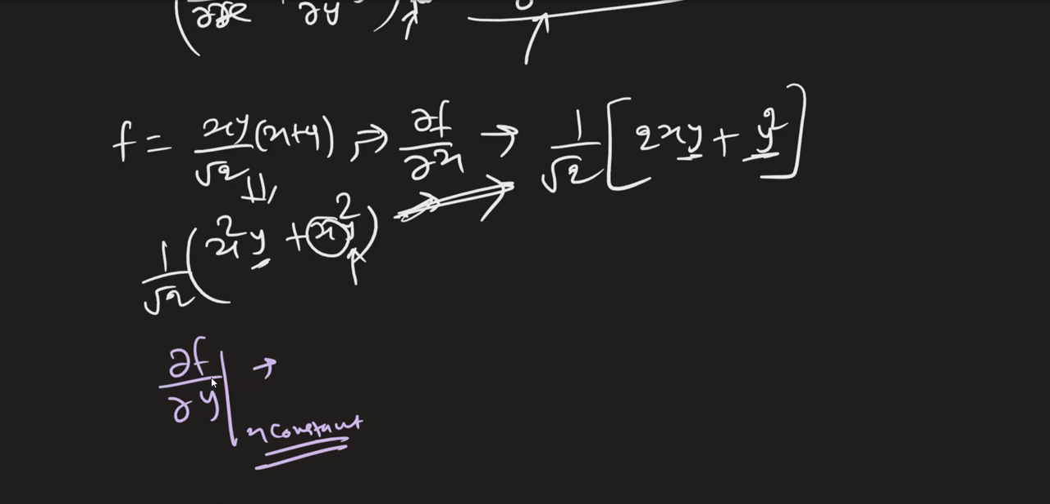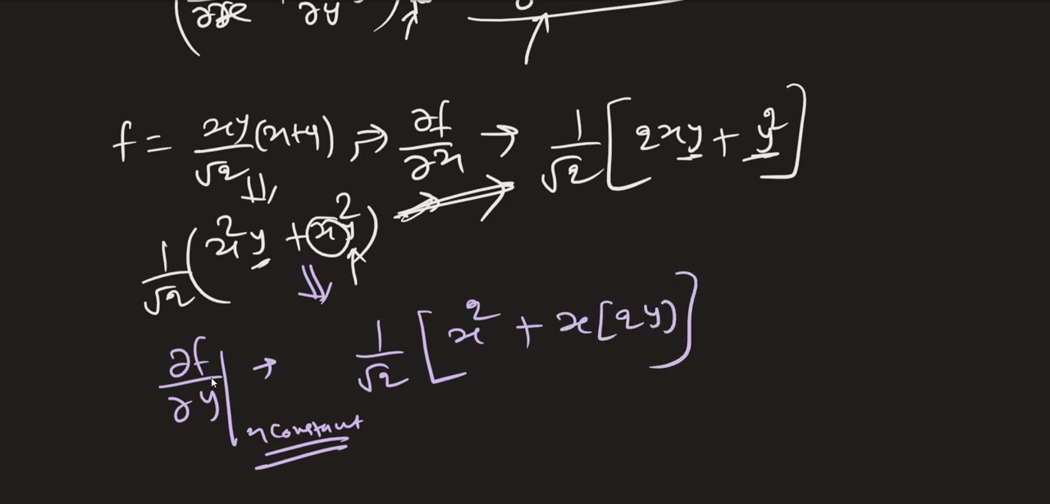So let's keep the x constant from here and differentiate. So 1 by root 2, while keeping the x constant, x square would be there and differentiation of y would be 1, plus keeping the x constant, differentiation of y square would be 2y.